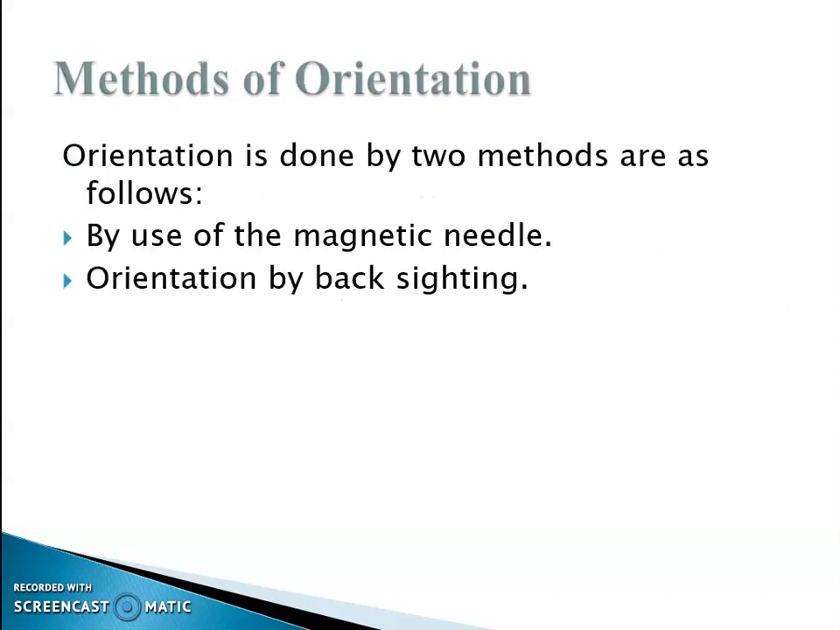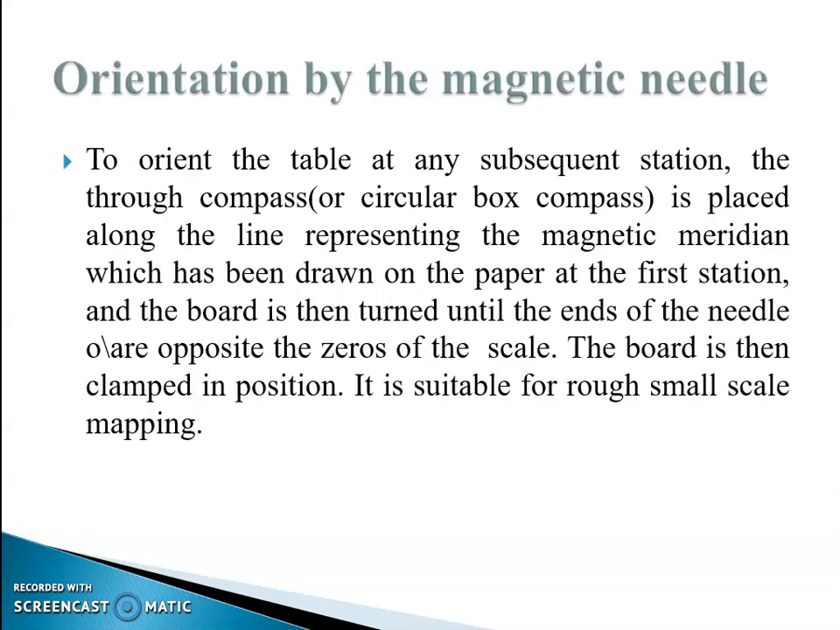Then, which are the different methods of orientation? Generally orientation is done by two methods. The first one is by using the magnetic needle, and the second is orientation by back sighting. Okay, so these two methods are necessary for the orientation work. Now the first one is orientation by the magnetic needle.